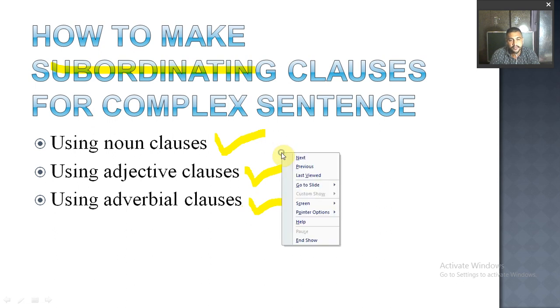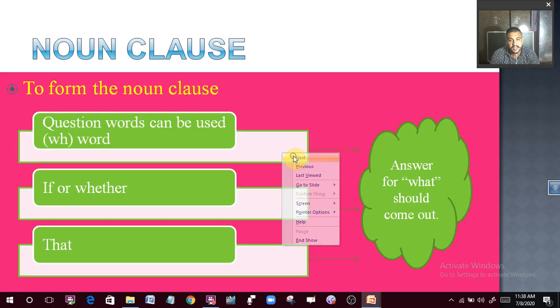So without wasting time, let's move further to talk about how to make the complex sentence using the noun clause and what the noun clauses are. Here you can see that the noun clause is used to make the complex sentence. And how to make a noun clause, how can we identify that the sentence is carrying the noun clause, not the adjective clause, not the adverb clause? How can we get to know?